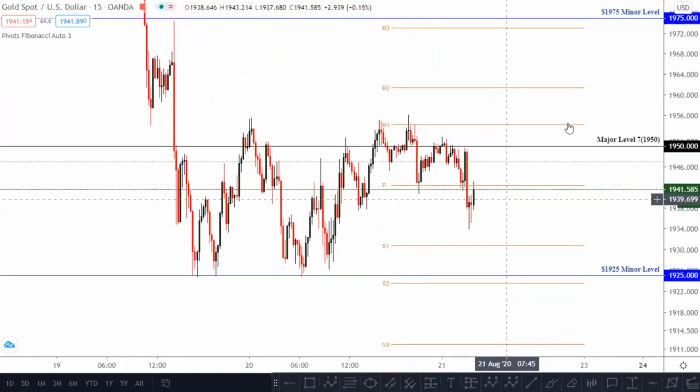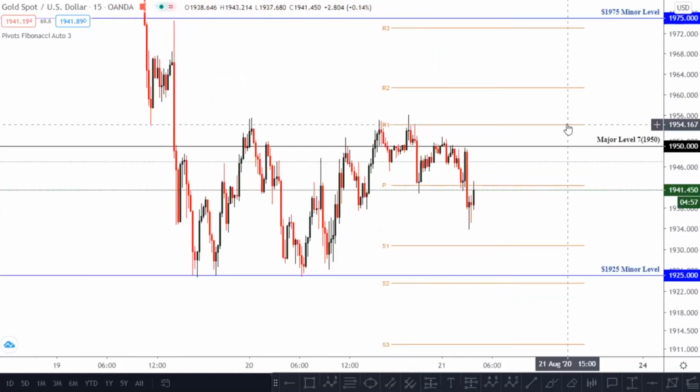Stops come in obviously at 1955, 1960. So position size with that in mind. So that's what I'm looking for in gold.